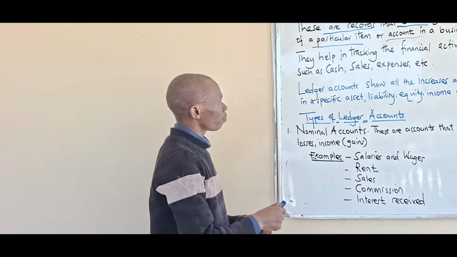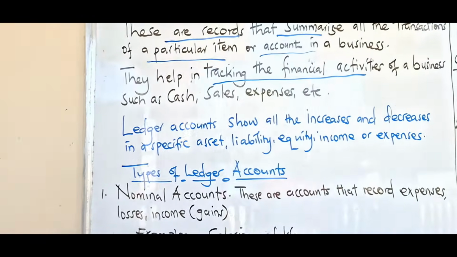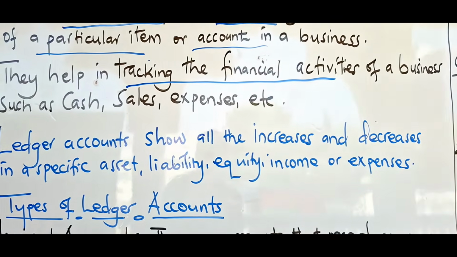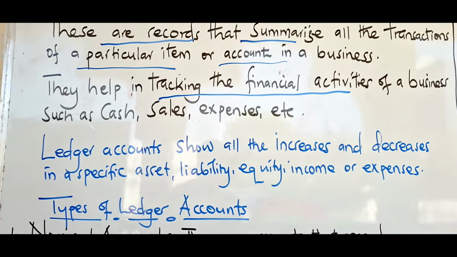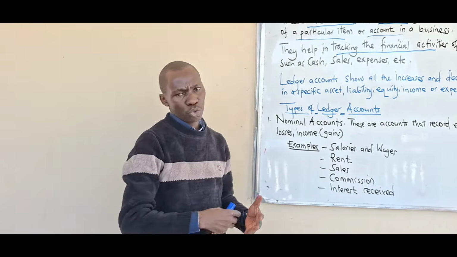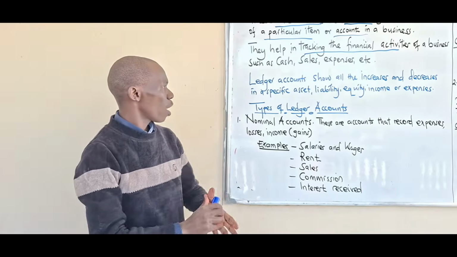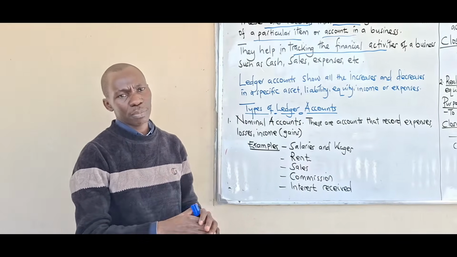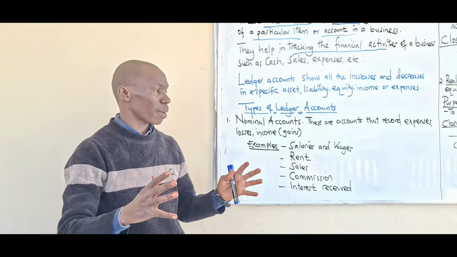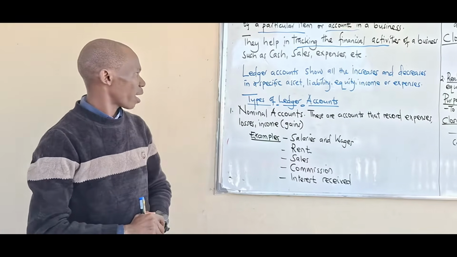What we need to know, they help to track financial activity in the business, such as cash, when you receive cash, when you are paying cash. Sales, you've made sales, you have sold goods, we always record on an account for sales. We record on an account for expenses, but individual accounts. You know, expenses are many, as we shall see, but we shall record on individual accounts.